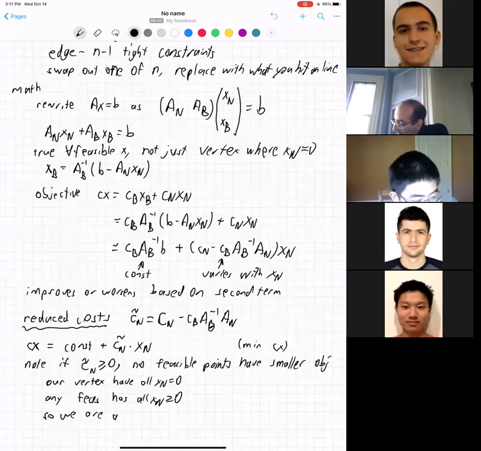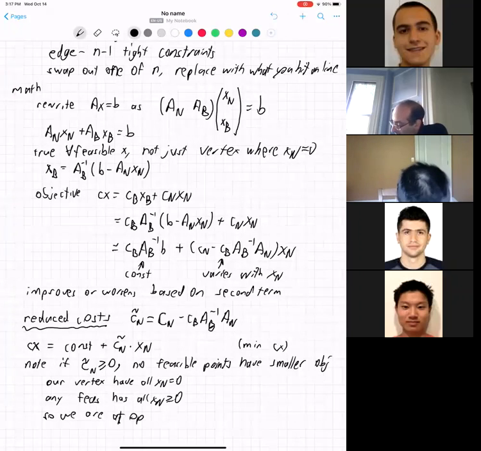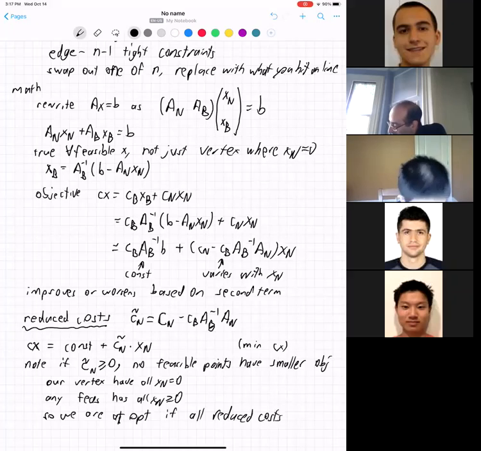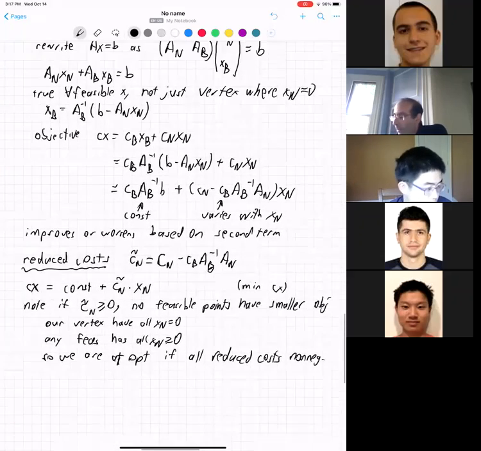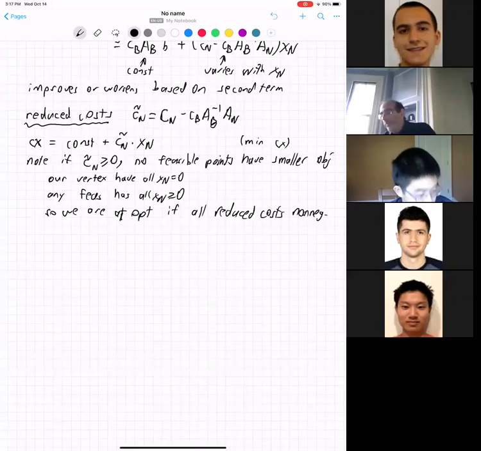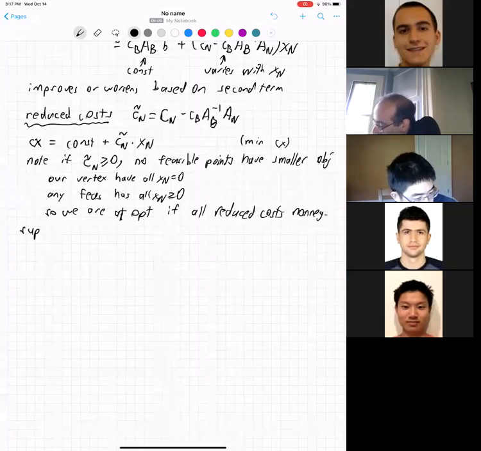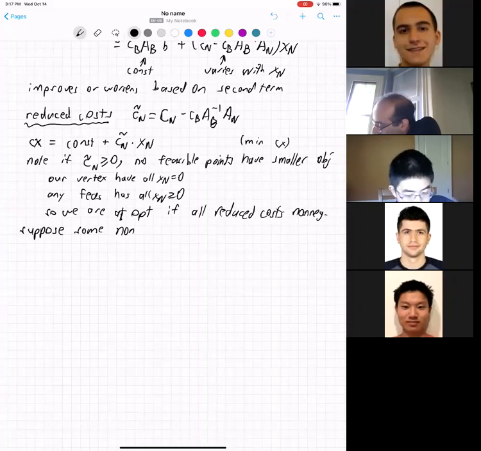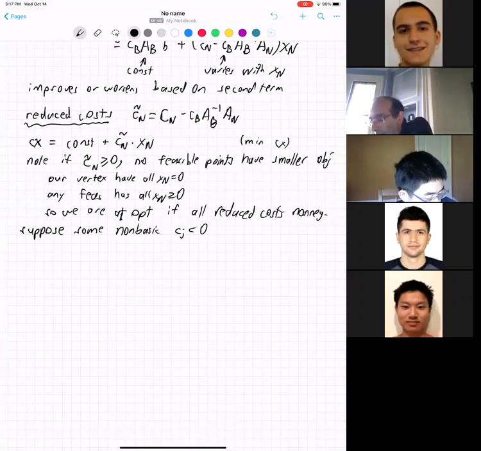We're at the optimum if all the reduced costs are non-negative. Just like min cost flow. Right? So now suppose some non-basic Cj is less than 0. That's going to happen if we're not at the optimum.